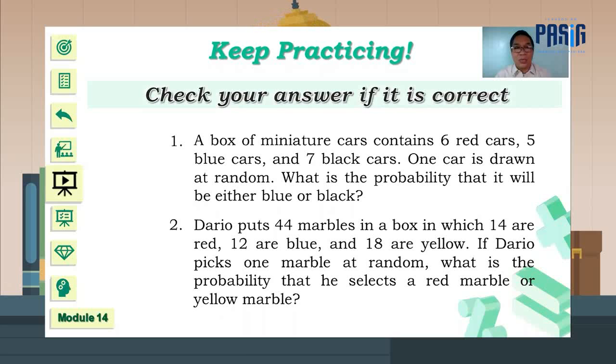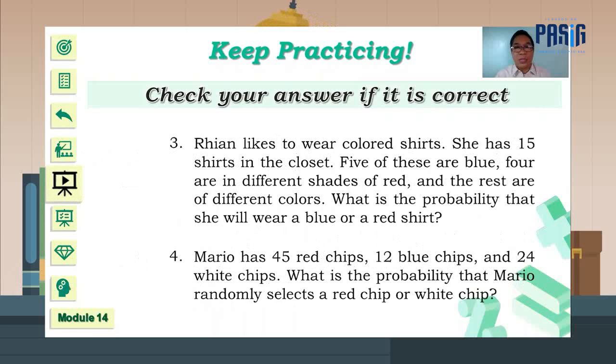Number 1, what is the probability that it will be either blue or black? That is 2/3. Number 2, what is the probability that he selects a red marble or a yellow marble? The answer is 8 over 11. Number 3, what is the probability that she will wear a blue or a red shirt? The answer is 3 over 5. Number 4, what is the probability that Mario randomly selects a red chip or white chip? The answer is 23 over 27.